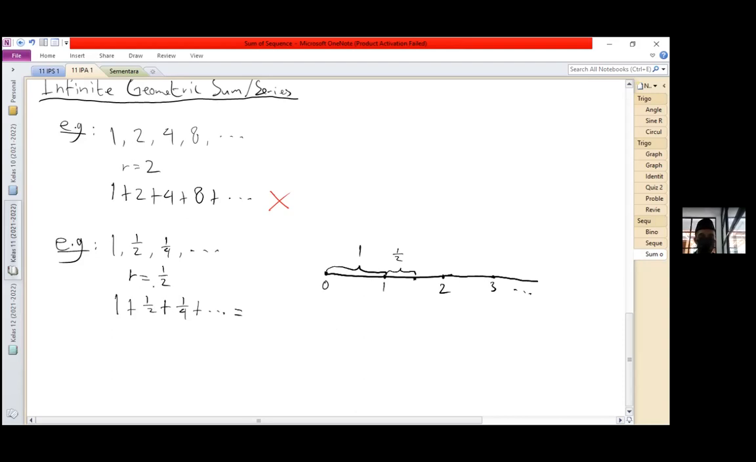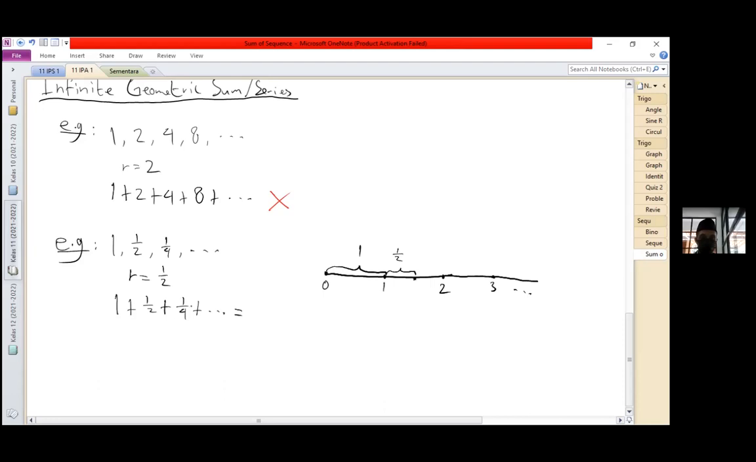So what we are going to do is we add all the terms and put them on these number lines, like 1 plus 1/2 and then 1/4 and so on. And then basically the length from the first one until the last one will be their sum, right? So for example, this will be from 0 to this point will be the sum of 1 plus 1/2.